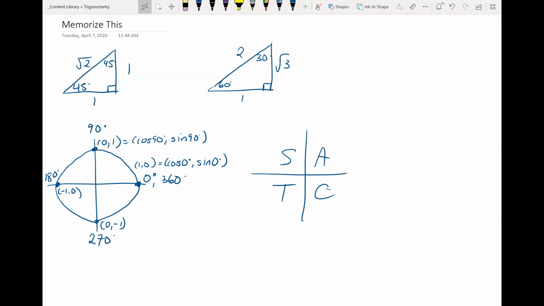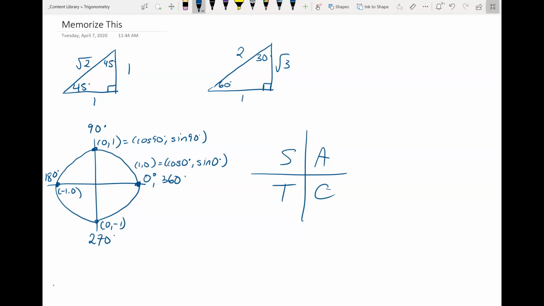But in this memorize section, there are the two triangles I want you to remember with their angles and sides, and then again, the specific points of the unit circle that can help us determine what cos 0 degrees is, sine 0 degrees is, cos 90 degrees is 0, sine 90 degrees is 1, and so on. And then, of course, remember your CAST, which determines what quadrants are positive and negative, depending if it's sine, cos, tan, or all.